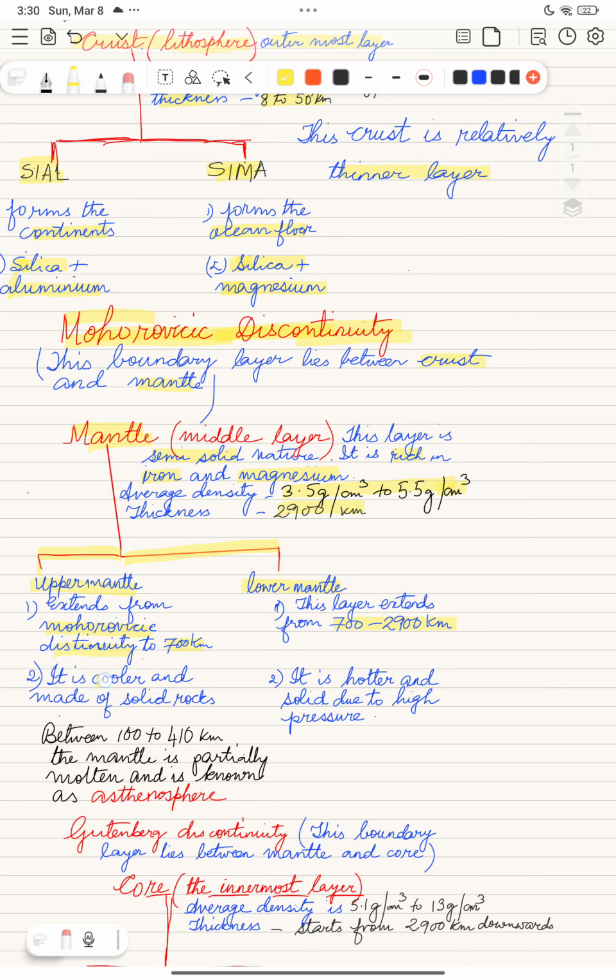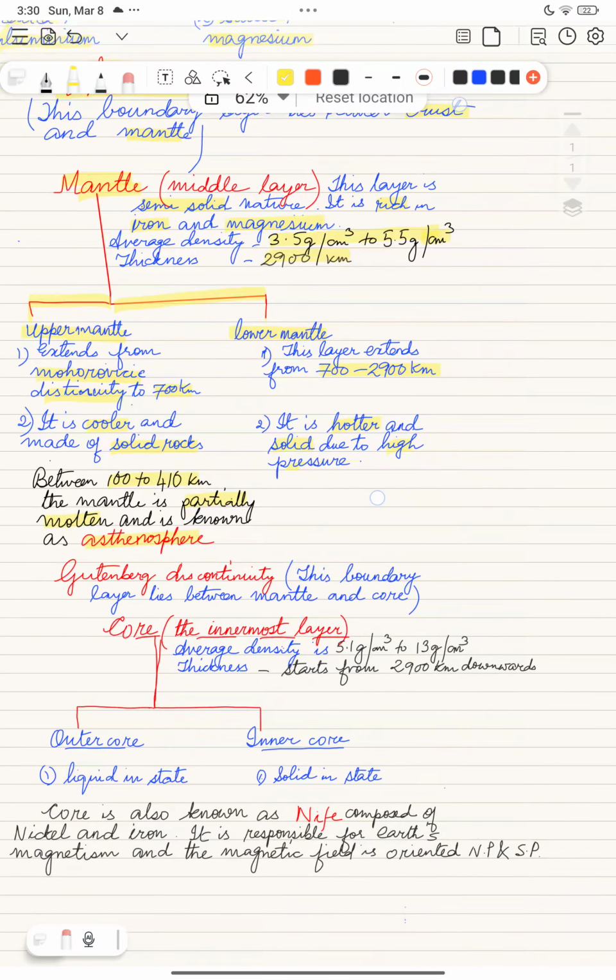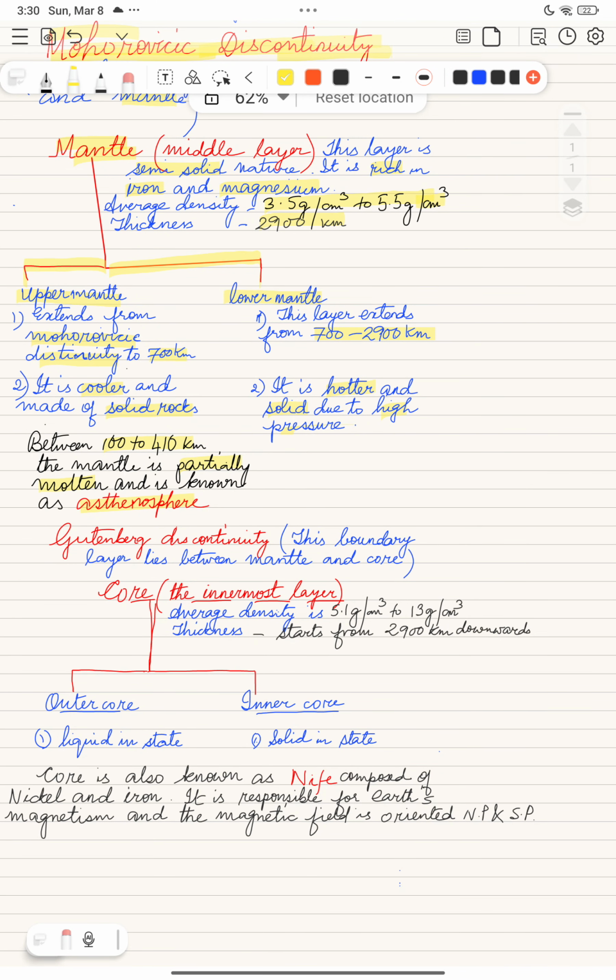Upper mantle is cooler, made up of solid rocks, but lower mantle is hotter and it is solid due to high pressure. Now between 100 to 410 kilometers, the mantle is partially molten, and this is known as asthenosphere. Again we have one boundary layer, and this layer is known as Gutenberg discontinuity. This boundary layer lies between mantle and core.